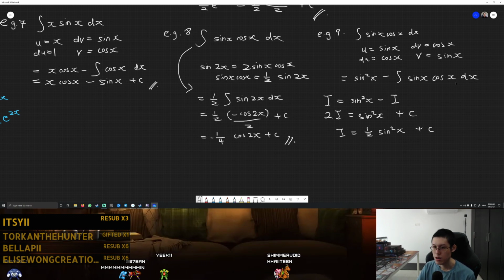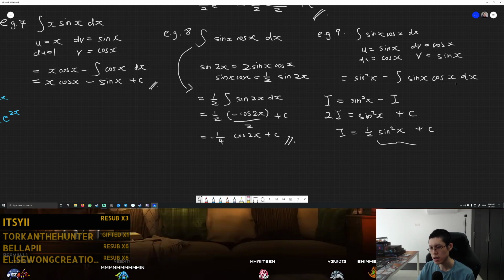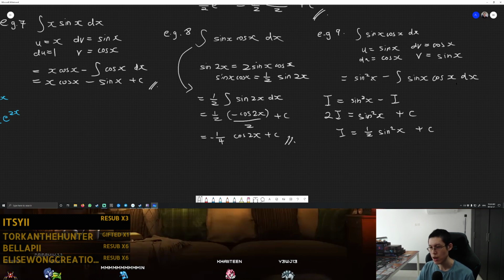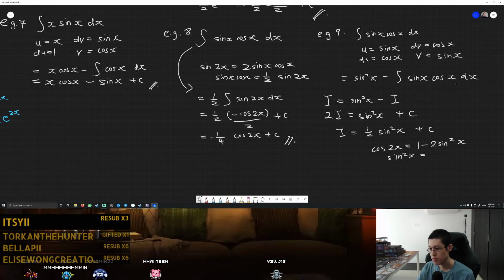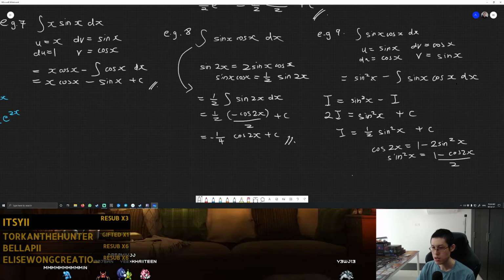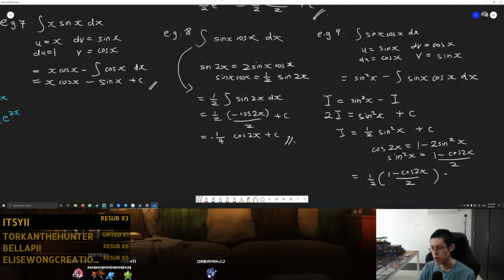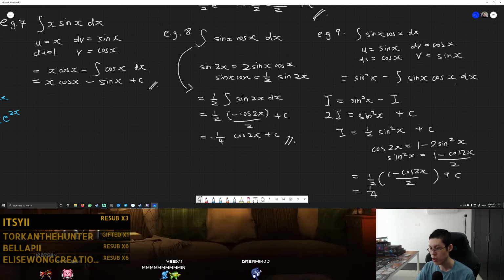But then you might be saying, wait a minute, this is not the same as this. So how can it be that it's correct? Well, using our identity for the double angle for cos, you remember there's one where it says it's 1 minus 2 sine squared x, right? Which means sine squared x is actually 1 minus cos 2x over 2. So using this identity, I'm going to put that in here. We are going to get 1 minus cos 2x over 2 plus c, which is 1 over 4 minus 1 over 4 cos 2x plus c.